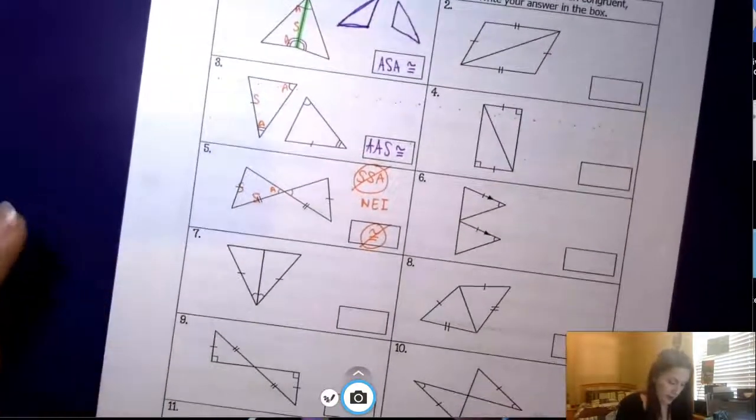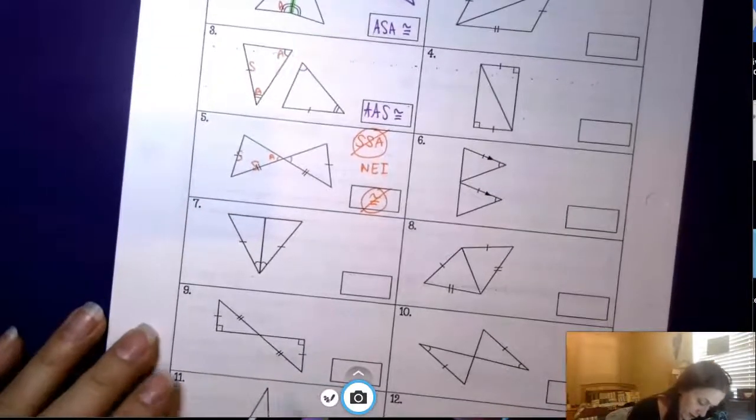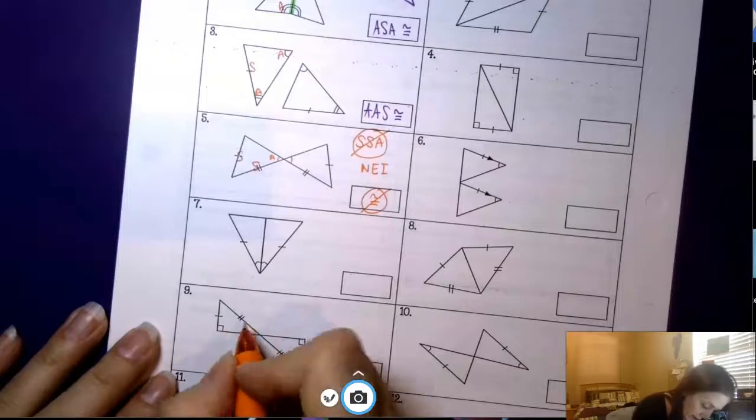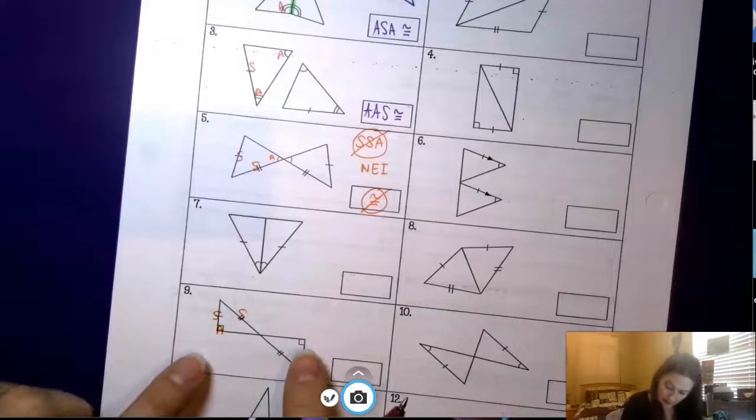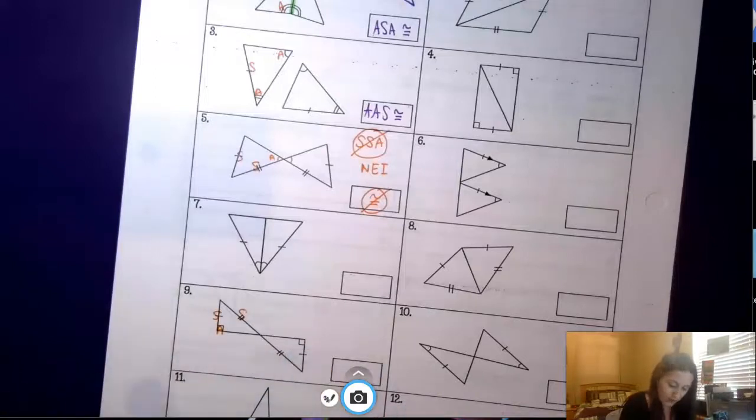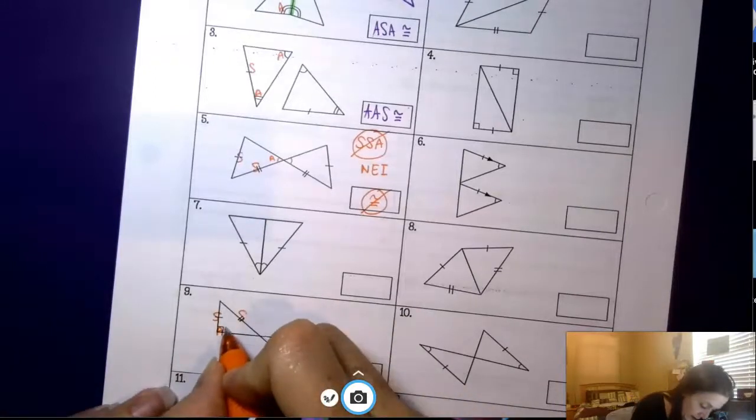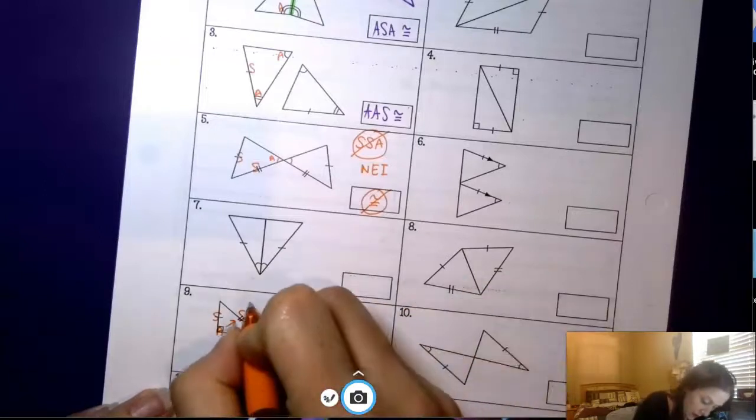Okay, I'm going to skip 7, I'm going to go to 8. Now again, here we have a side, and I have this angle because I know it's 90 degrees. Also, because it's opposite the right angle, this is called the hypotenuse.